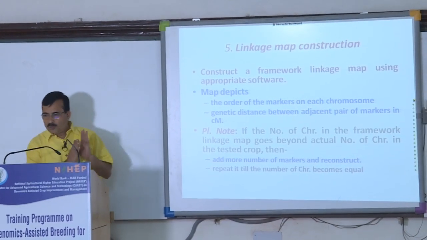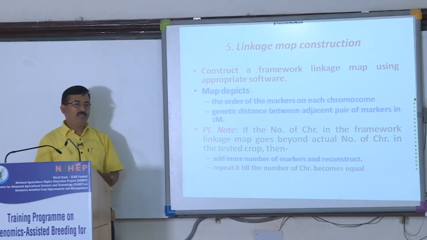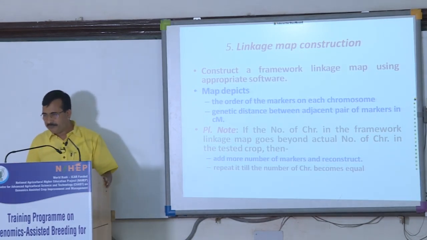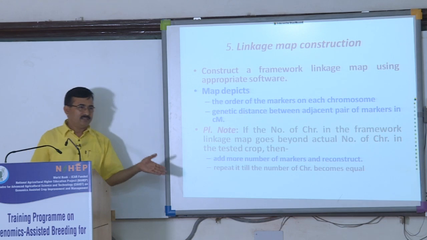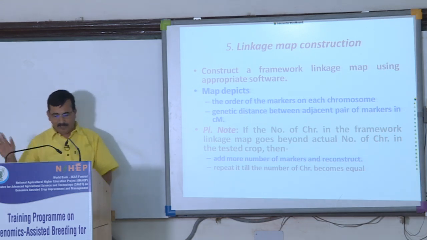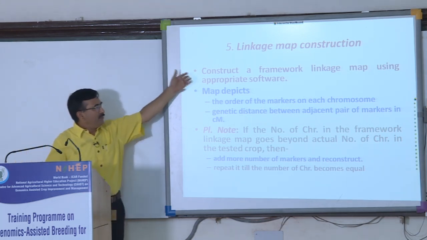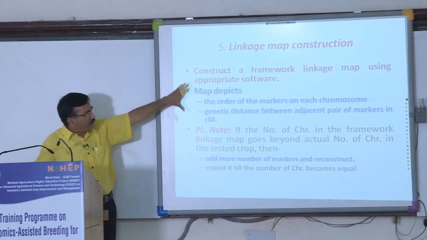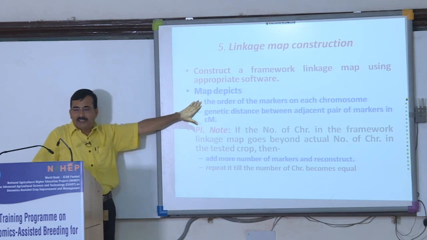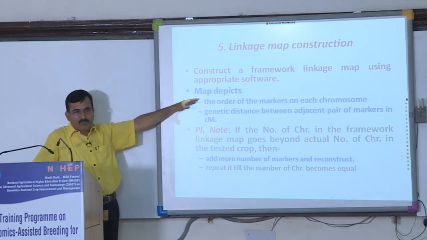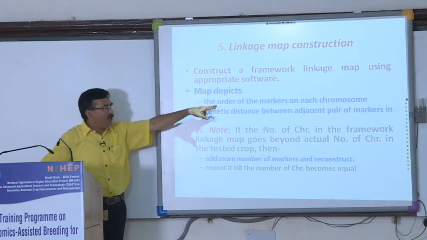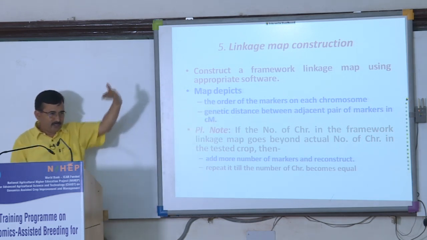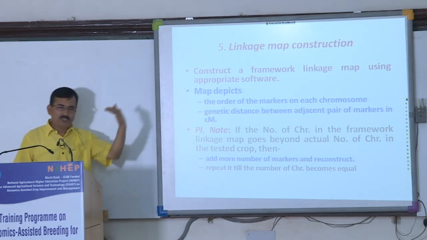Then with these two, you have to do the linkage map construction. You have the phenotypic data and the genotypic data, and then you develop a linkage map with those data. So in that linkage map, what information do we get? We get the information about the order of the markers on the chromosome. What is the order?